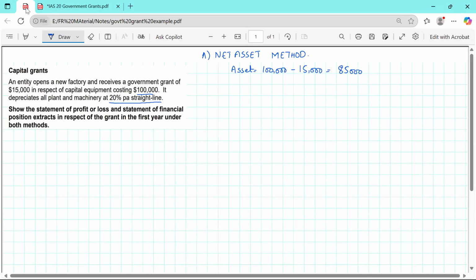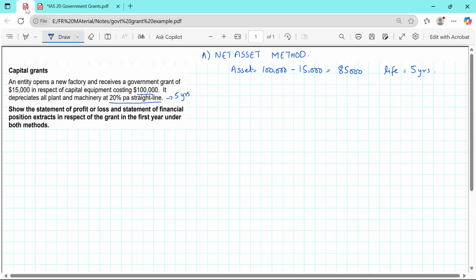Straight line means every year it is going to remain the same. So I can say that 20% straight line means the life of asset is 5 years, right? Because if every year you are reducing it by 20%, at the end of the 5 years it would be 100% depreciation, right? So the life of asset is 5 years. Any question till this point? No, it's very understandable. Okay.